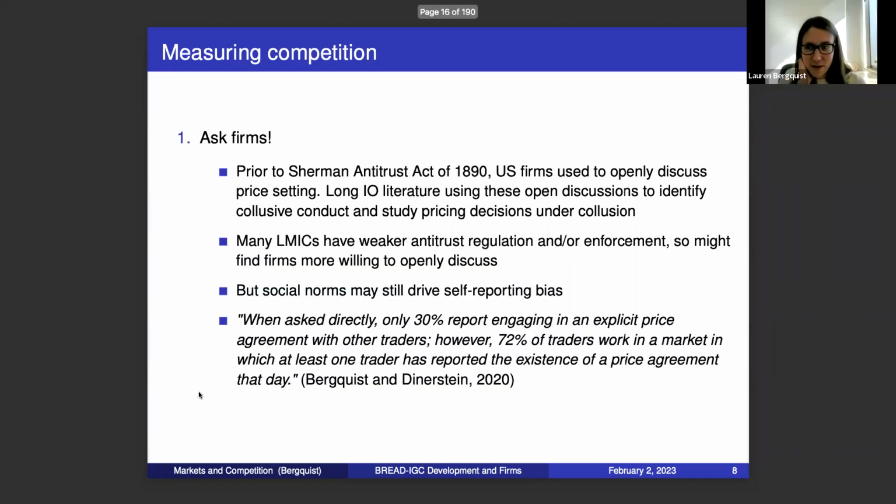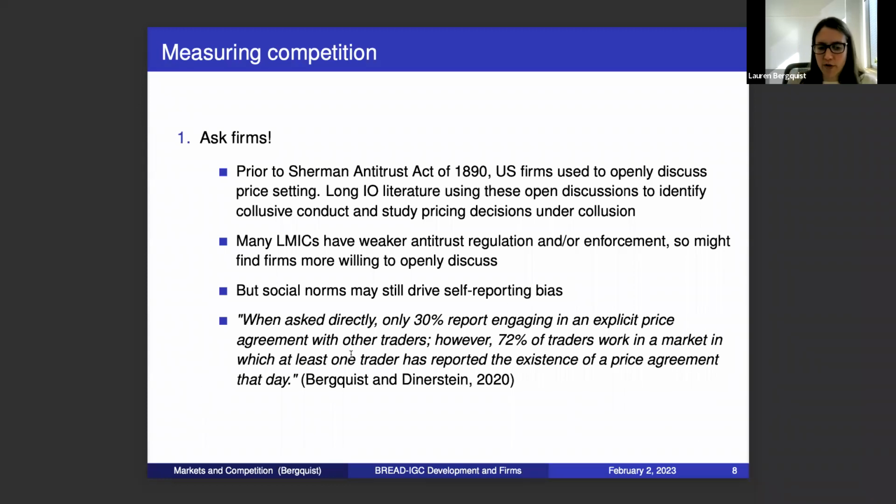Yeah, so the relative pro, I will say, is that in many low and middle income countries, there tends to be weaker antitrust regulation, or at least enforcement. And so you might find firms at least more willing to openly discuss. But of course, as you say, there are still going to be strong social norms against collusion, and that's going to clearly drive self-reporting bias.